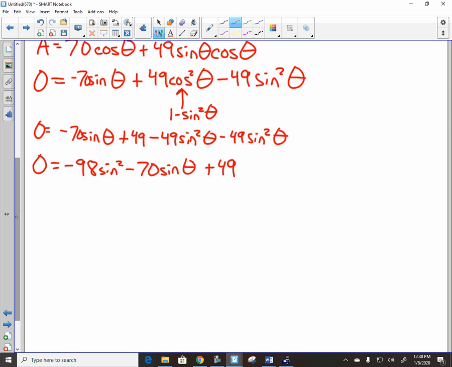Kind of looks like a quadratic, right? But instead of x, what do we have? Sine of theta. So somebody got their quadratic formula on their calculator ready to go? Why don't you type in negative 98, negative 70, and 49 and see what you get. No, don't put sine. Just put negative 98, negative 70, and 49 into your quadratic formula. Should get 2 results. What do you got?